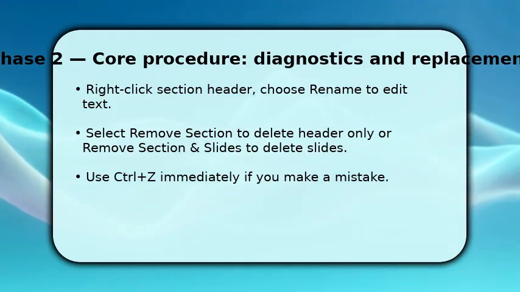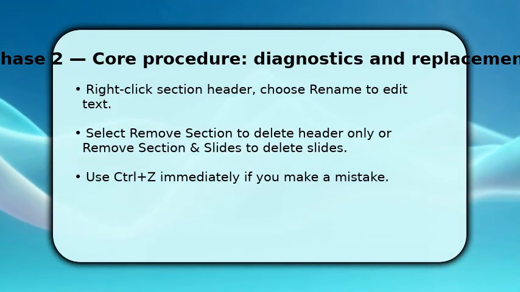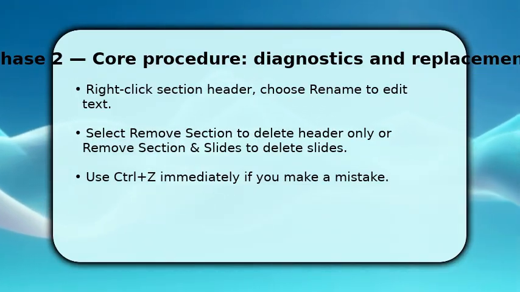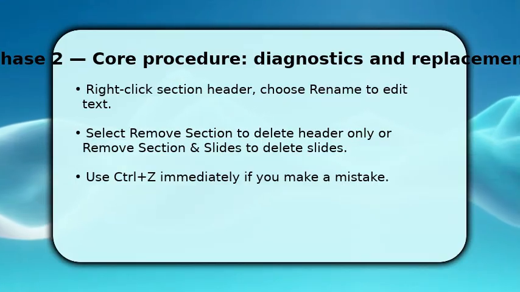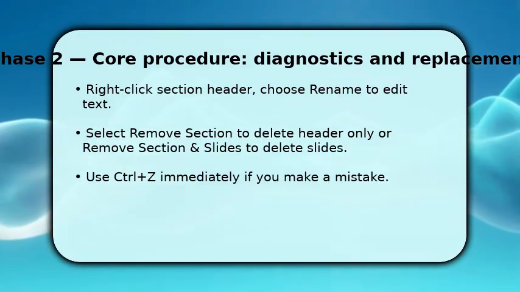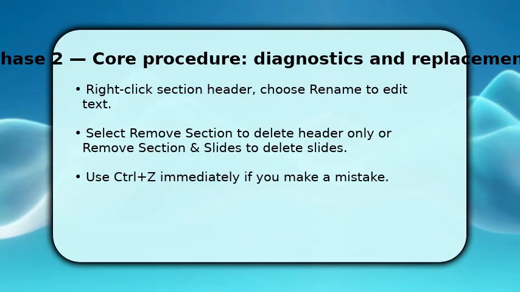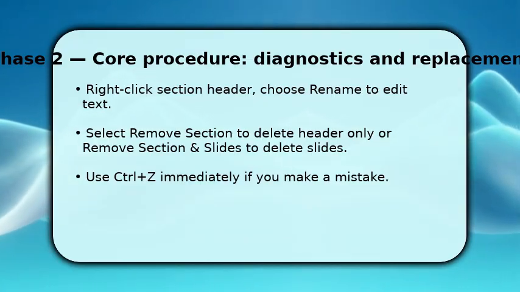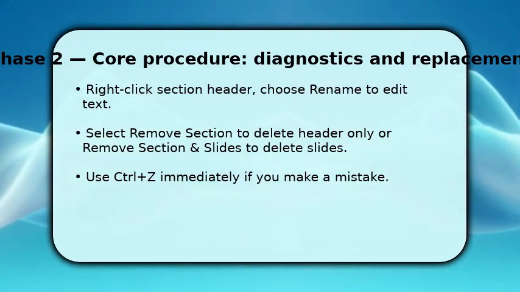If you truly want it gone, right-click and choose Remove Section to delete just the header, or Remove Section and Slides to delete all contained slides. Be careful. When you remove content, PowerPoint will update thumbnails and the outline. Make sure to inspect slide order and restore from the backup if things don't look right.